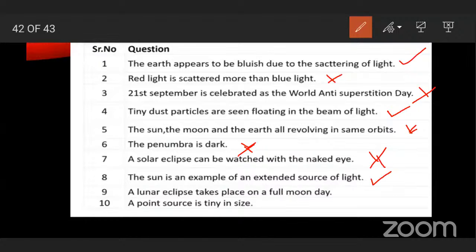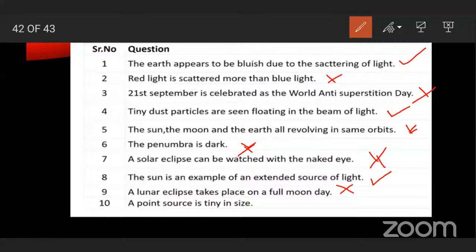A lunar eclipse takes place on a full moon day. True or false? True. Think about it. No, false. Then what is the true sentence? A lunar eclipse takes place on a full moon night. So the original sentence is false. Yes, a lunar eclipse takes place on a full moon night. Now next.